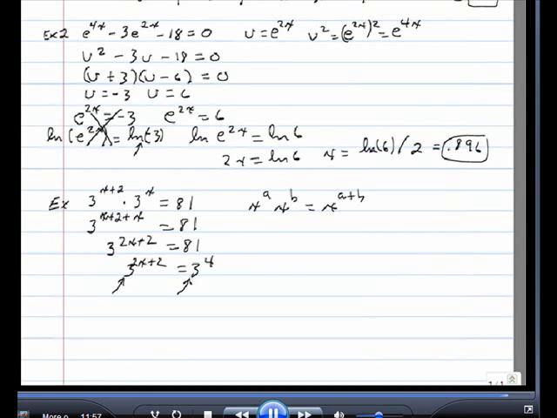Now I can use the one-to-one property. So that tells me 2x plus 2 is equal to 4, 2x is equal to 2, x is equal to 1. That doesn't cause me any problem. I can certainly do 3 to the 3 times 3 to the 1 is 81. That's certainly a true statement. So that is the solution to the problem.